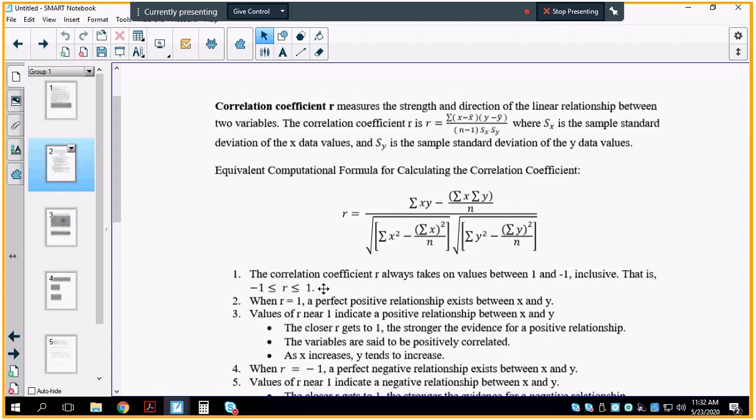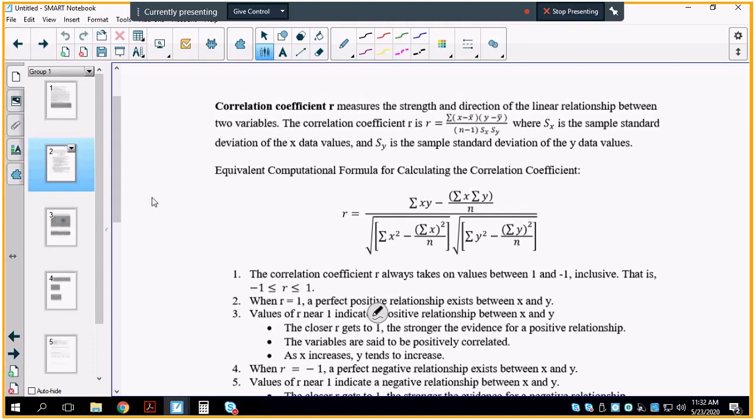Our next topic is finding the correlation coefficient, which is depicted by the letter R. The correlation coefficient R measures the strength and the direction of the linear relationship between two variables. So this coefficient is a quantification. It quantifies the significance of the relationship.